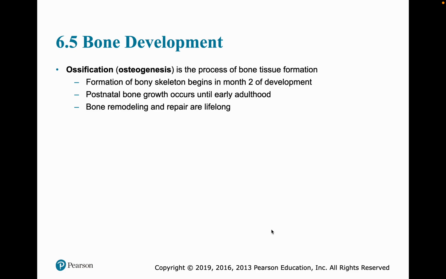Talk about bone development, and then we'll talk about bone remodeling. And then the last one will tie up the loose ends, the last lecture. So ossification or osteogenesis is the process by which bone tissue is formed. Formation of the bony skeleton starts within the second month of development. Postnatal bone growth occurs until early adulthood, but then that still continues with remodeling and repair throughout our life.